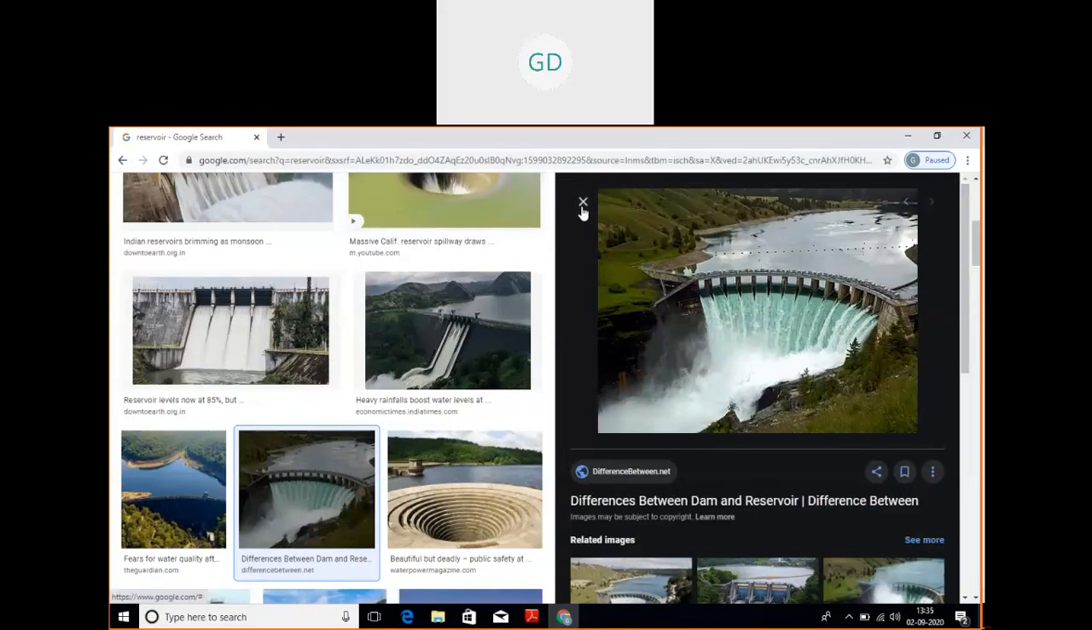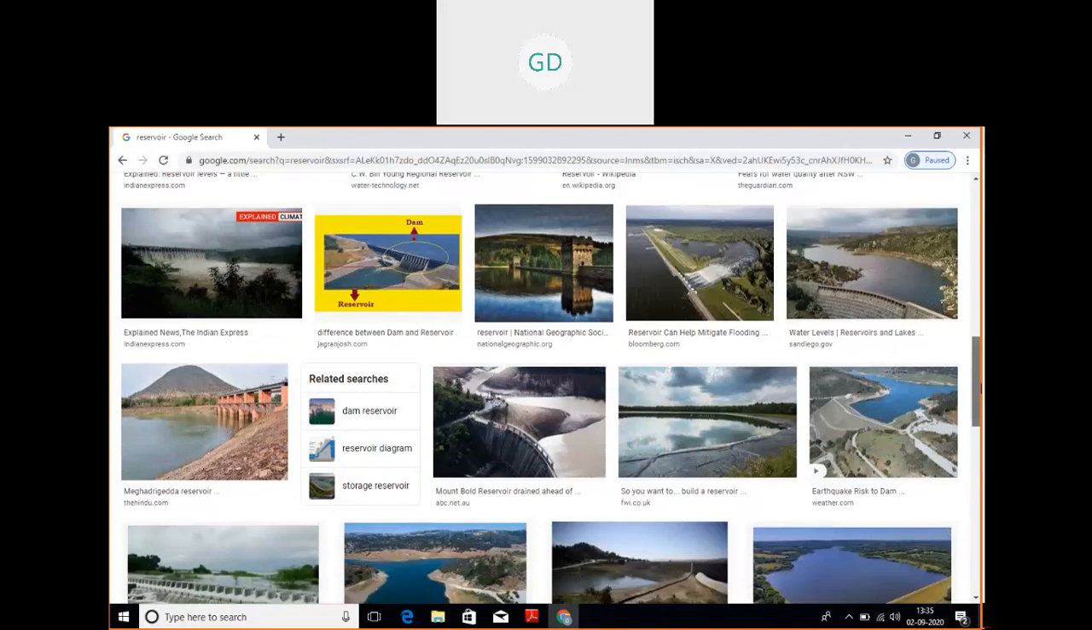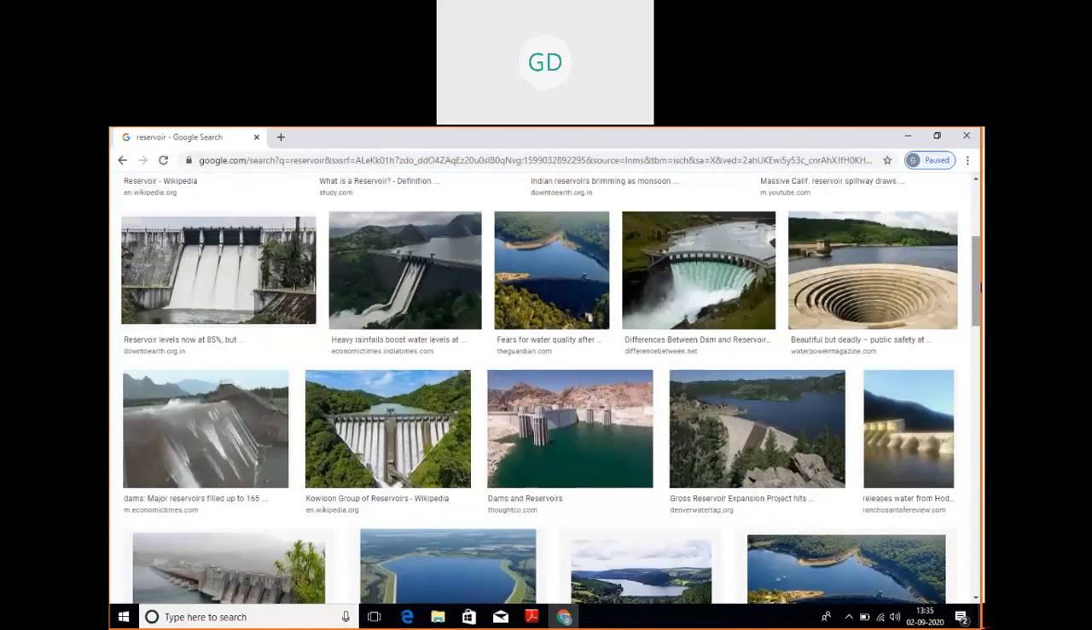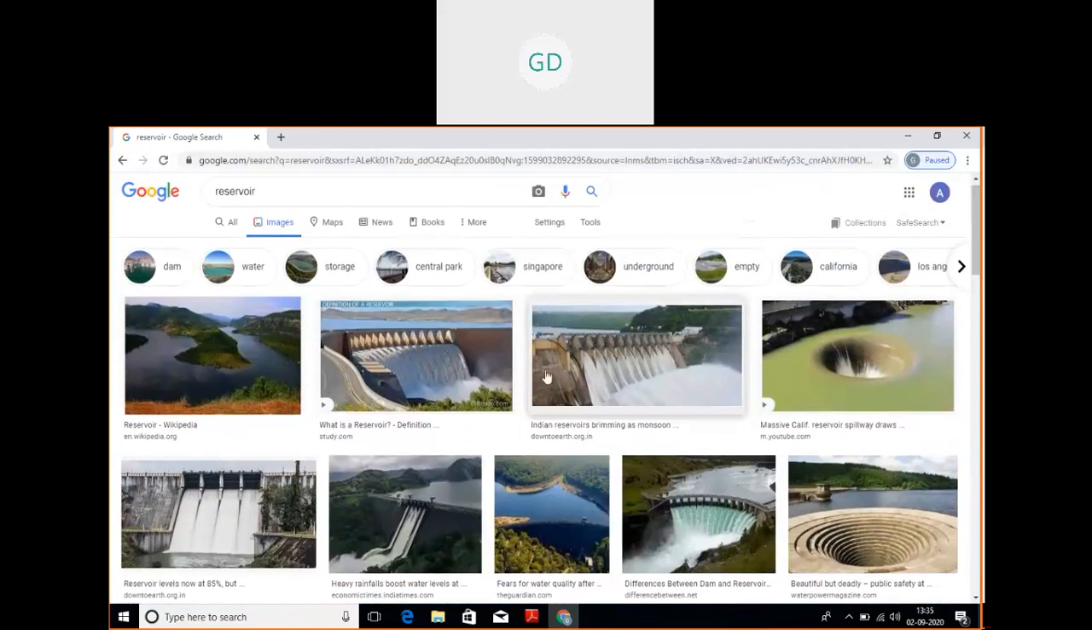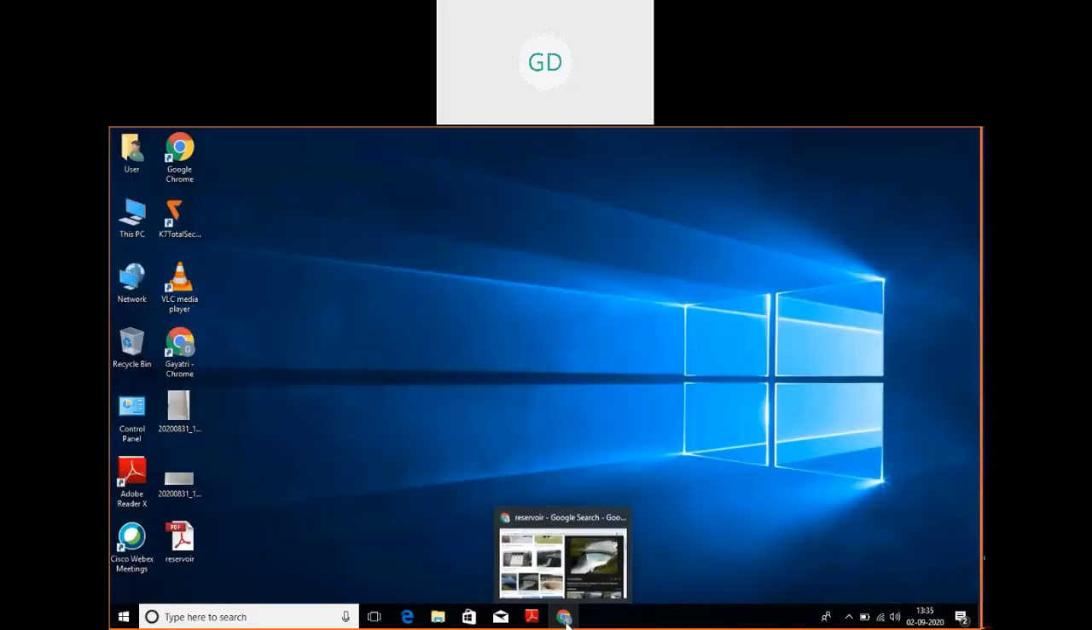How many pictures are here? You can see all these things. I think you have seen the dam. So you have known what is a dam. So let's see the other thing.